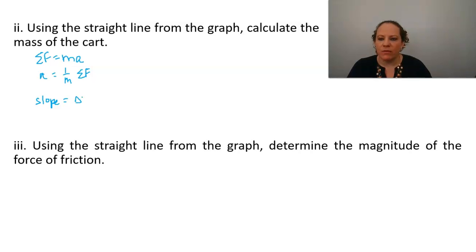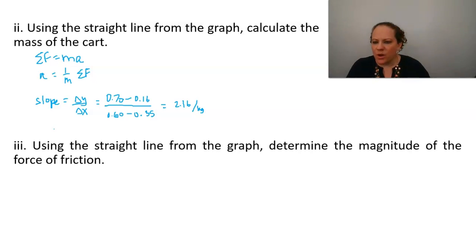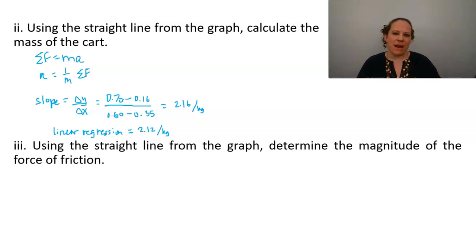I will show you the slope calculation from the scoring guidelines, although I did use the one from Graphical Analysis. And this gives me 2.16 per kilogram. It's worth noting that the scoring guidelines state that a linear regression would give 2.12 per kilogram. So you do have to plot by hand, but you can also do a linear regression for a scatter plot on your graphing calculator and use the linear regression tools.